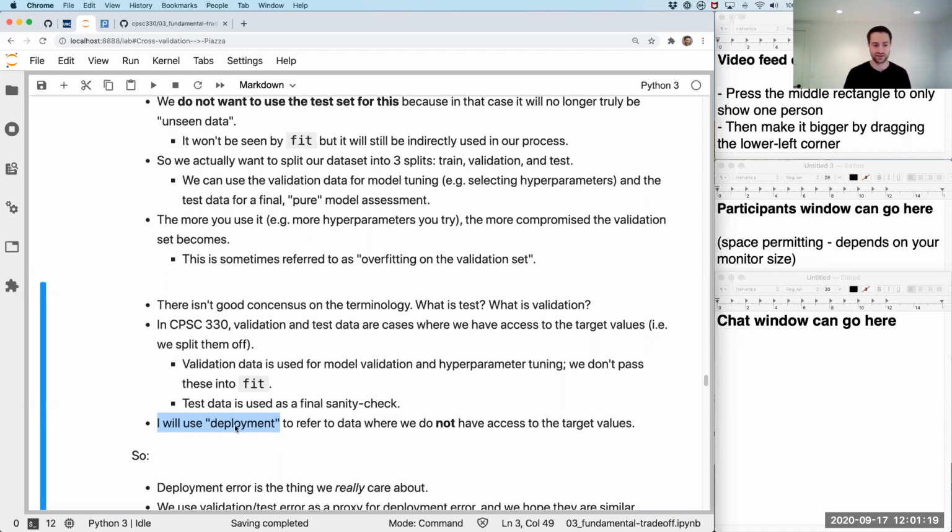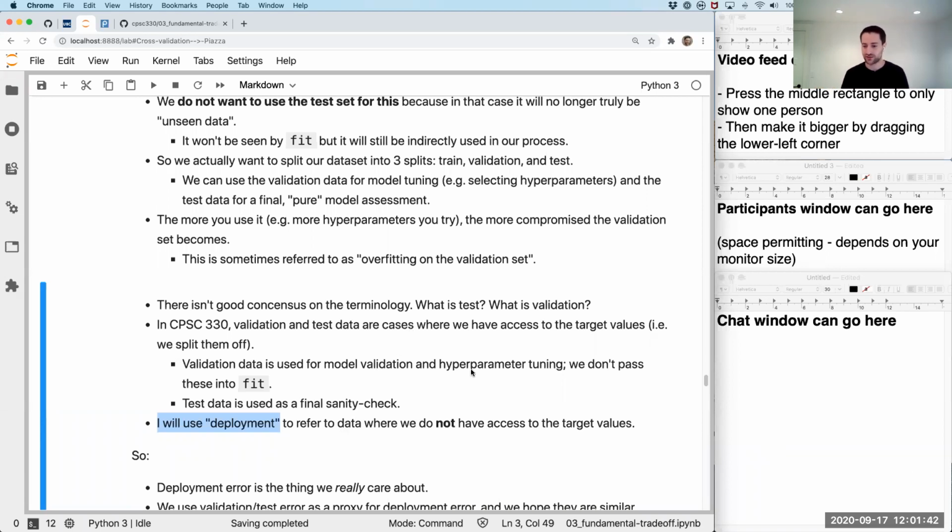And so the deployment data, there is an X, which is some new user and what kind of songs they like or whatever. But we do not have the Y, because the Y is the thing we're trying to get. The whole reason we're doing all of this is so when we put something to deployment, we can predict what the Y is going to be. So that's what I'm going to use about deployment.